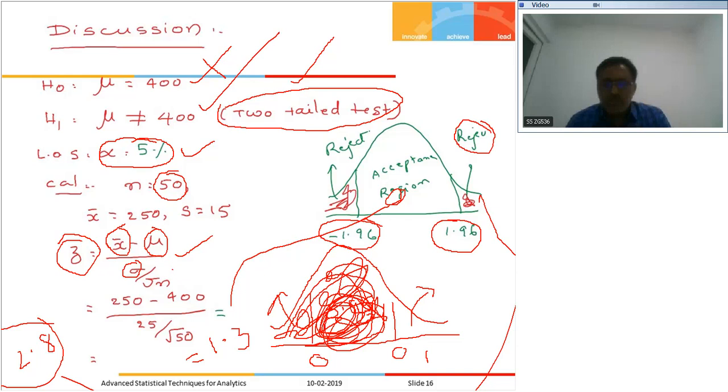One-tail test: how to draw the graph for a one-tail test, how to use the t distribution. That is not a big deal. I will explain. Is it clear? Otherwise also, no problem.